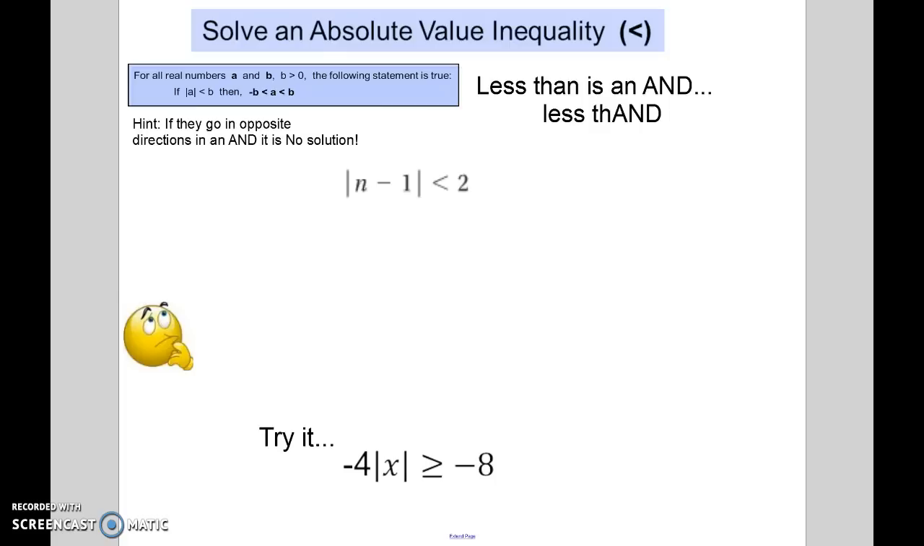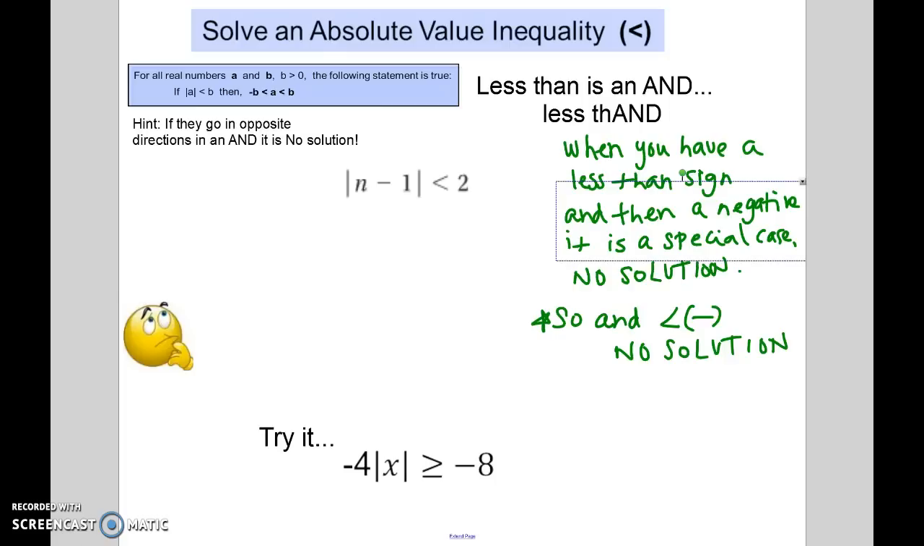Let's look at what happens when you have an and. Just like an or, if you had a greater than a negative, you had a special case. Same thing with an and. If you have a less than a negative, you also have a special case. If it's less than a negative, it's going to be no solution, because that means they're going to go in opposite directions, and you can't have an and going in opposite directions since the answer should be in between two numbers. So let's write that down so we don't forget.